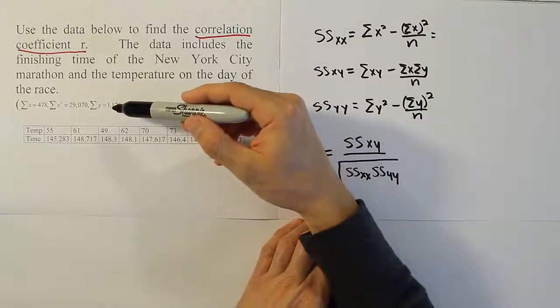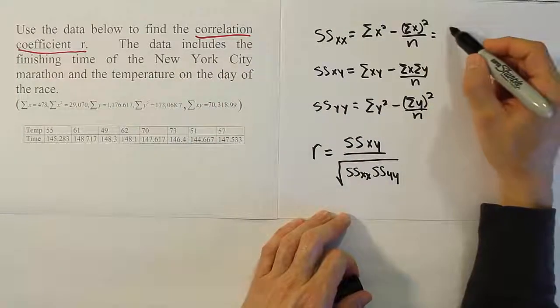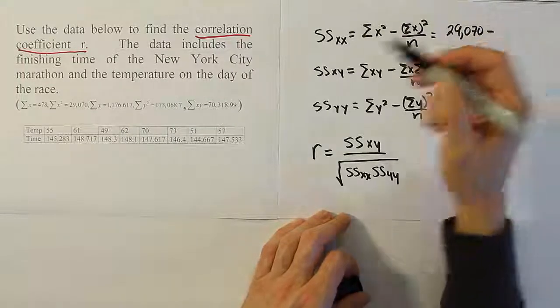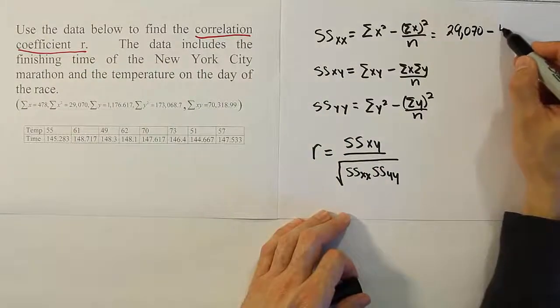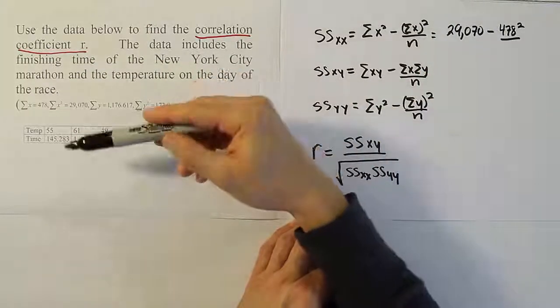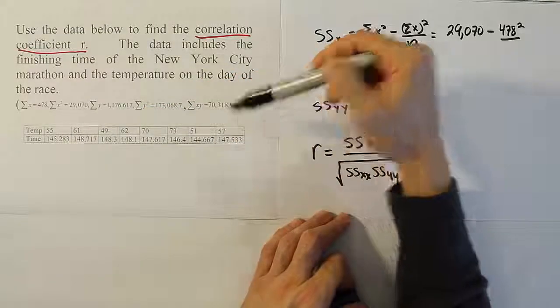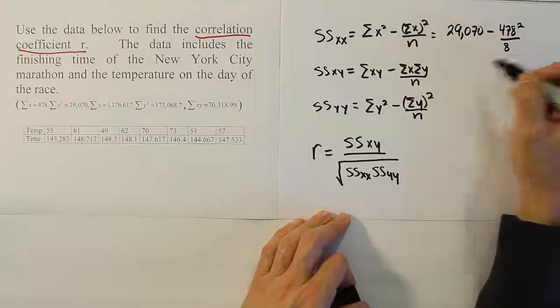So we have the sum of x squared provided to us. That's 29,070 minus the sum of x. The sum of x is 478, and that value will be squared, divided by n. Now n is the number of pairs we have. That's 1, 2, 3, 4, 5, 6, 7, 8. So we had 8 pairs.